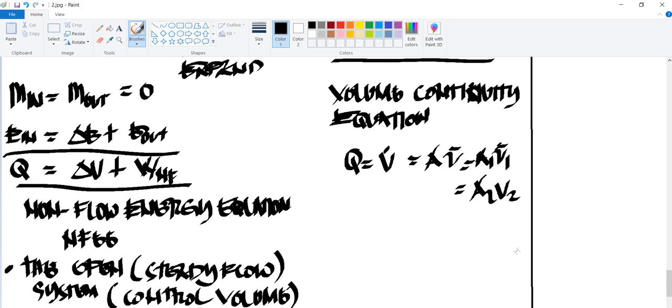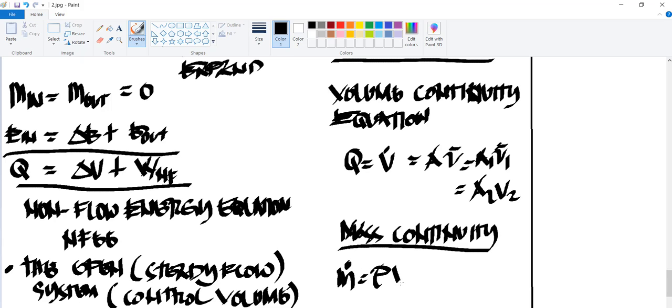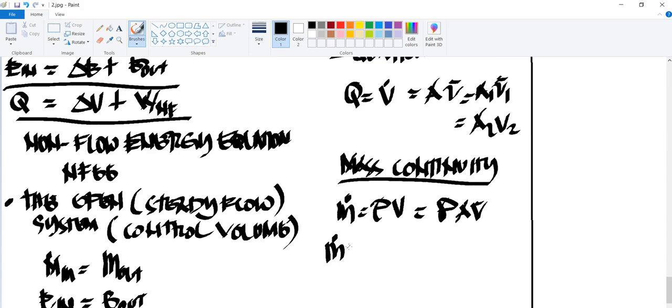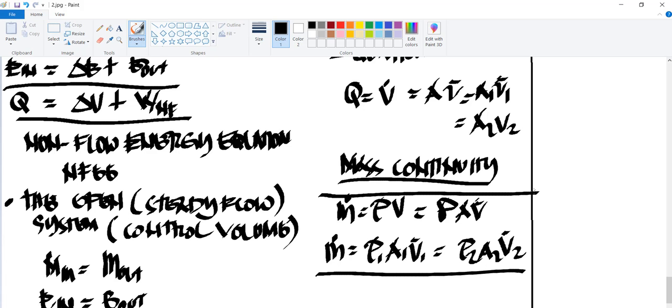And also for the mass continuity, we have the mass continuity equation. We have the mass flow rate equal to your density times the area times the velocity, or the mass flow rate is equal to density 1 area 1 velocity 1, equal to density 2 area 2 velocity 2. Okay, so that expresses the mass continuity equation.